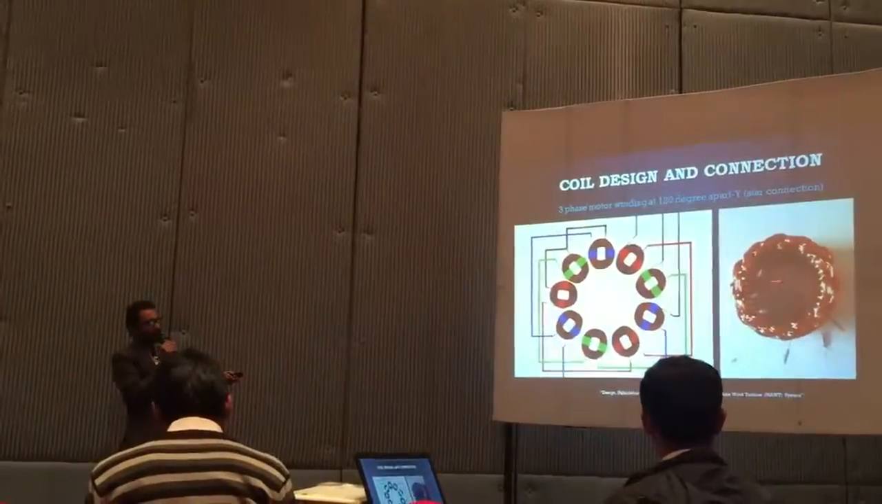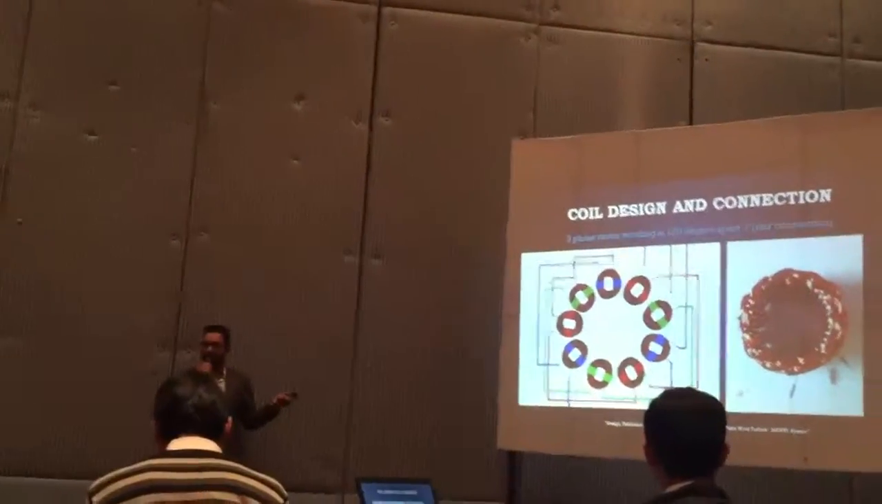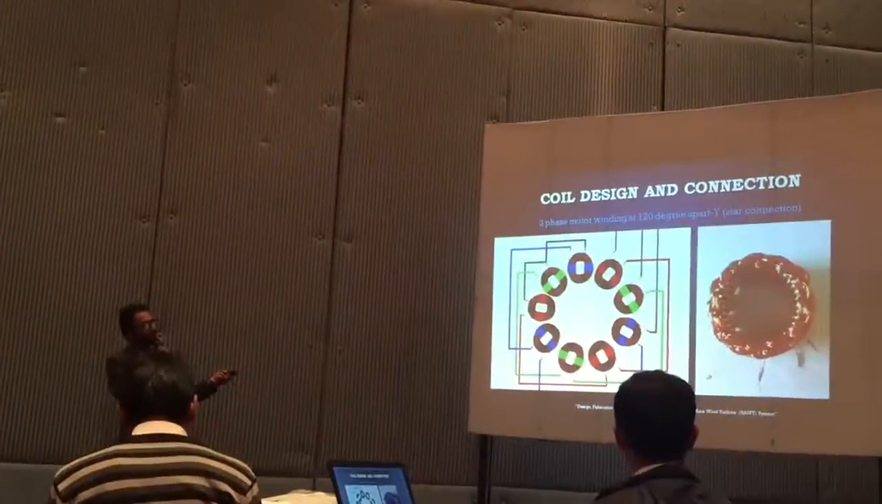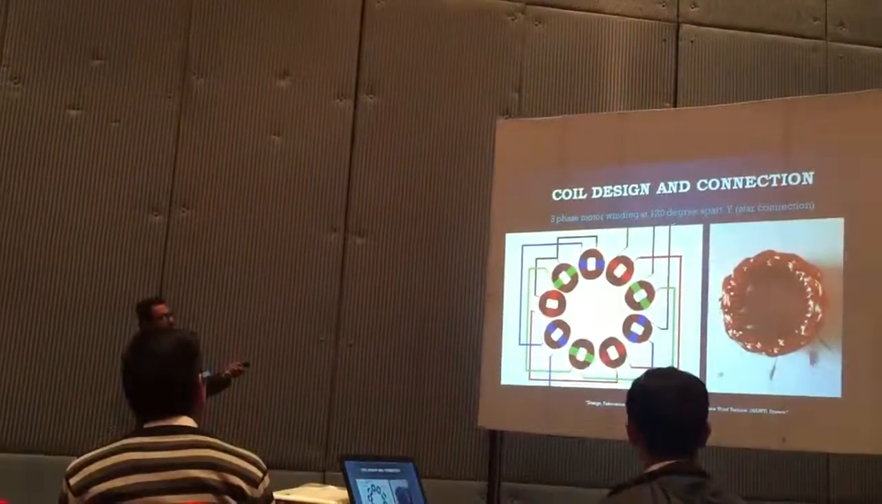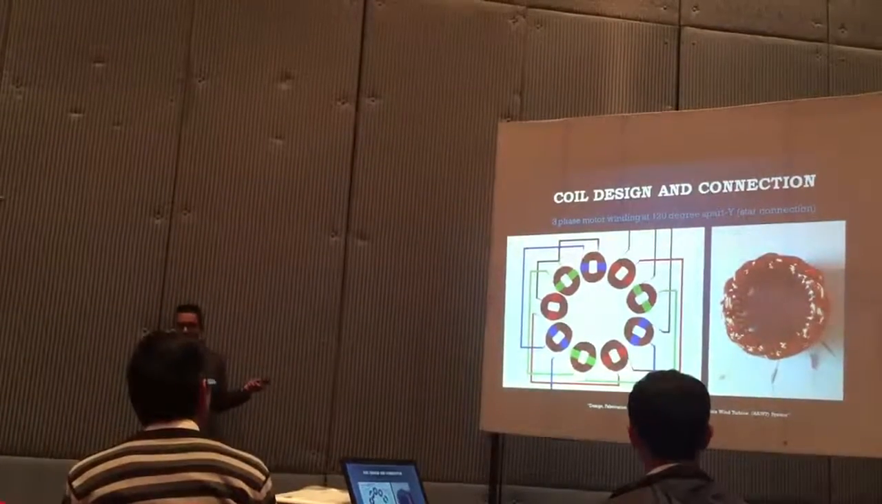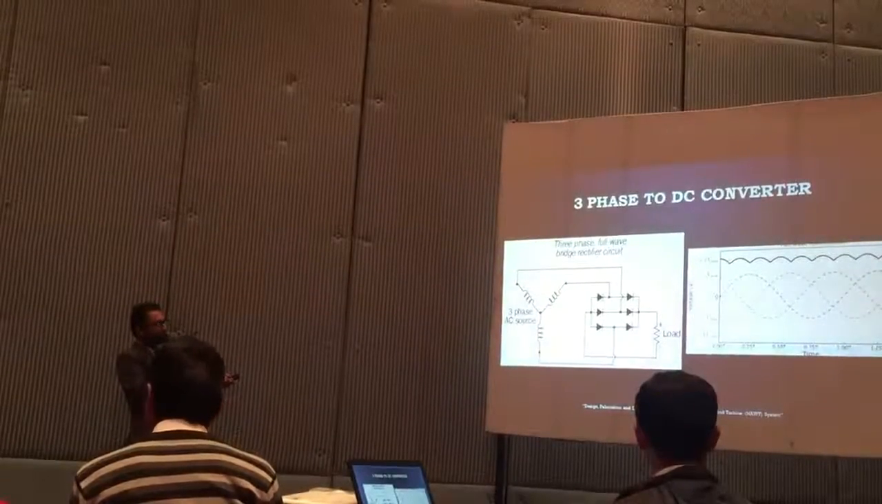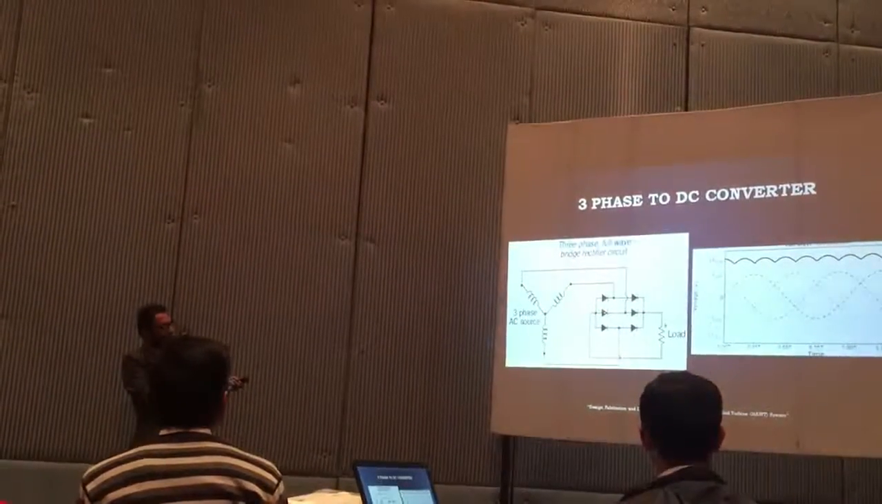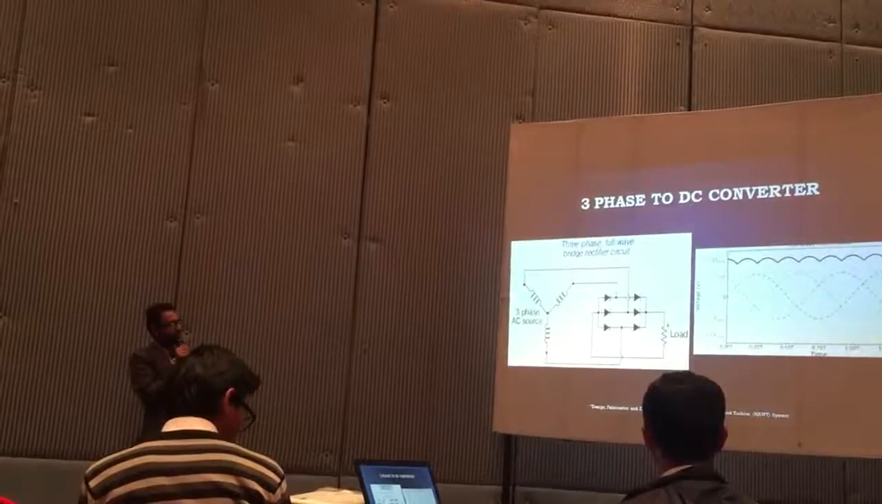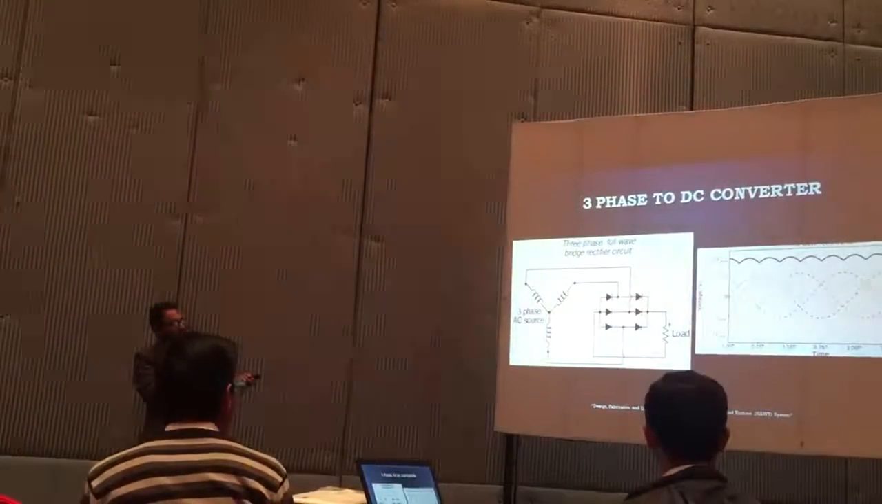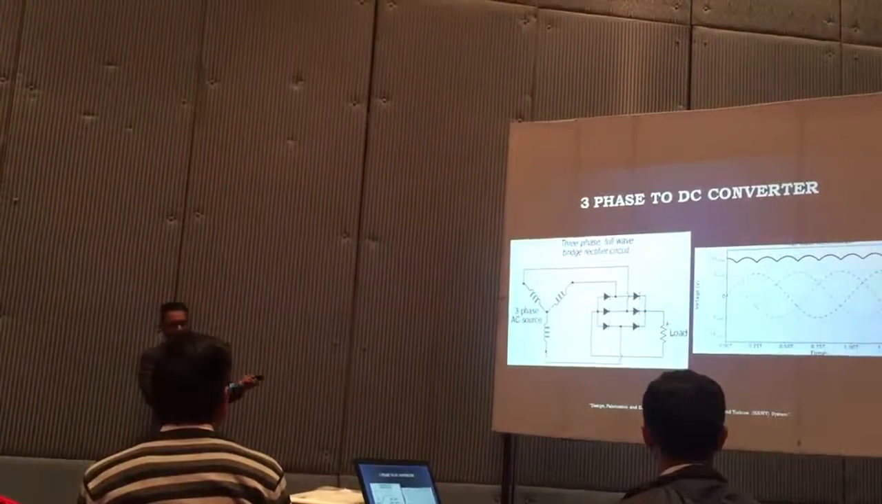So this is the coil design and connection. We have ourselves designed the coil in one star connection, with 120 degree three-phase output. From the star-connected three-phase output, we have placed a diode, and this is the simulation analysis to produce a DC output.